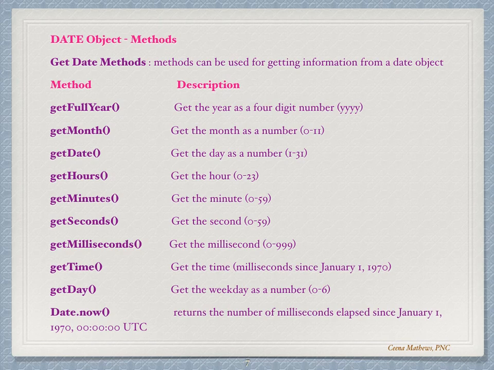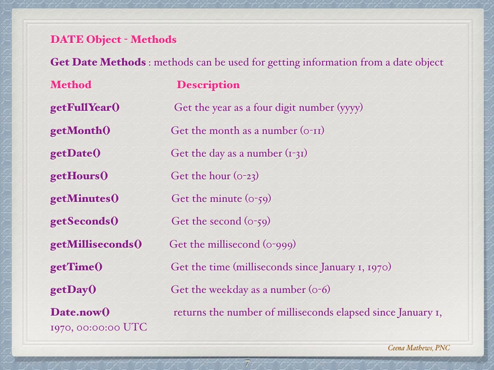That is, getFullYear, which will get the year as a 4-digit number. getMonth will get the month from the given date, and getDate will get the day, that is 1 to 31, in the given date. getHours will get the hour in the given date and time. getMinutes is also the same, it will get the minutes. getSeconds will get the seconds, and getMilliseconds will get the millisecond.